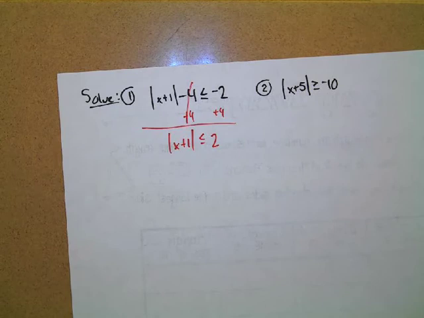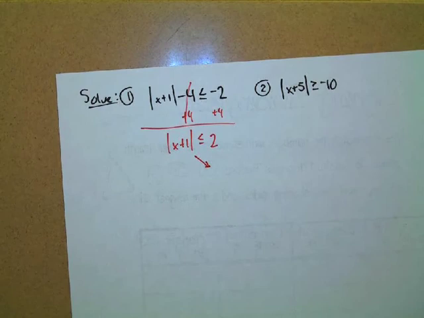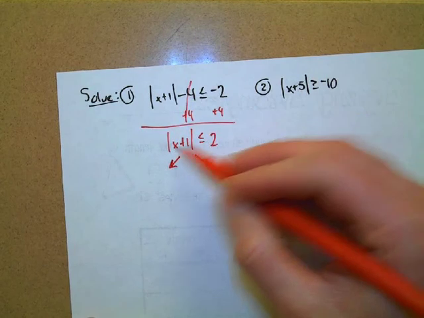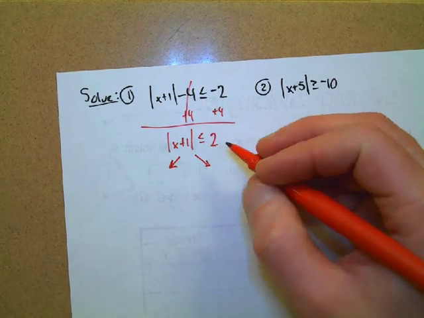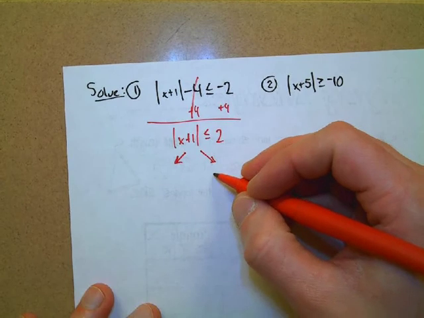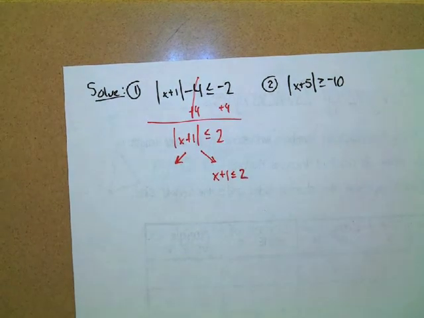So we can split it up. Did you try splitting it up at all, or were you not sure here? No. Okay. So the first one that we split it up into just stays the same. It'll be x plus 1 less than or equal to 2. We just drop the absolute values. Nothing changes. We just drop the absolute values.